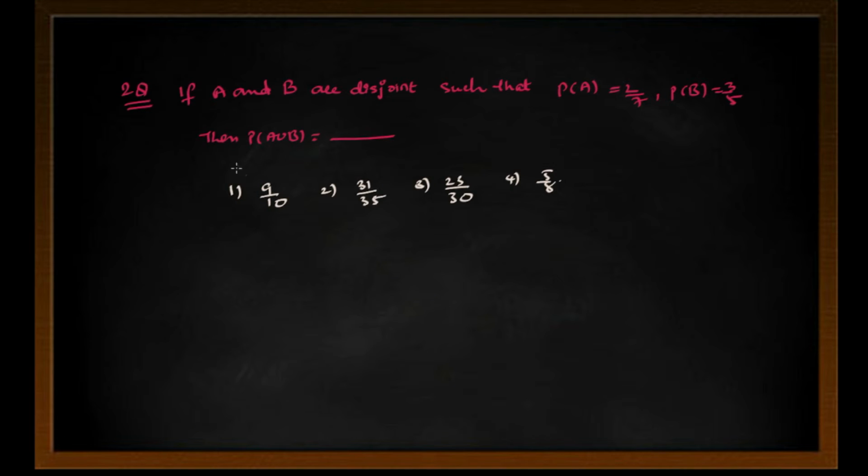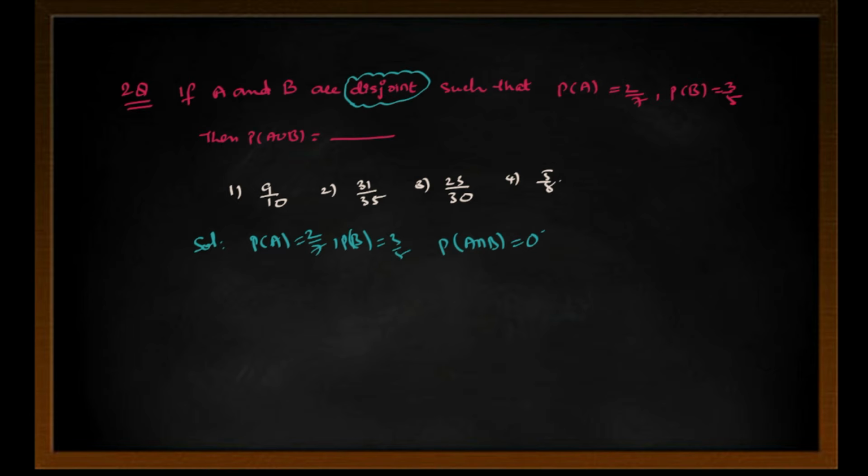Next question is, if A and B are disjoint such that P of A equals 2 by 7, P of B equals 3 by 5, then we have to find P of A union B. So given is P of A, that is 2 by 7, and P of B is 3 by 5, and A and B are disjoint. What about disjoint? Disjoint means A intersection B is the empty set. So P of A intersection B equals 0, since A and B are disjoint.